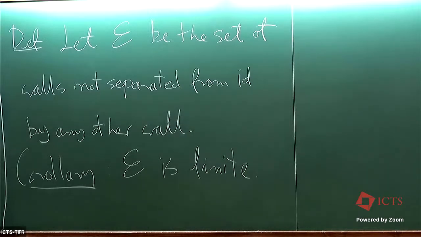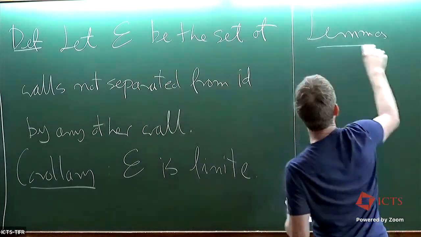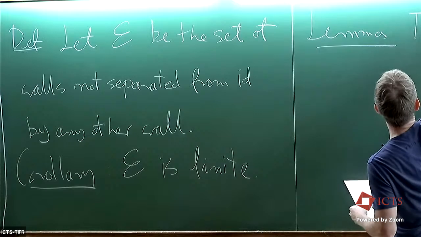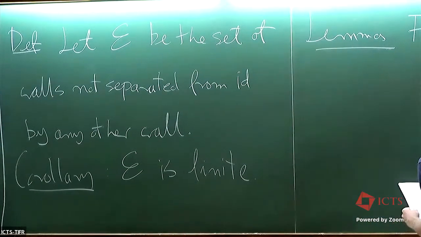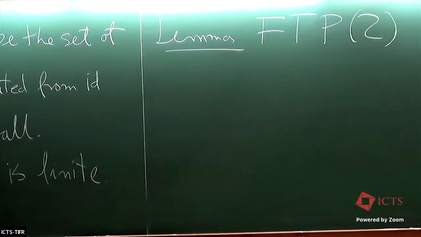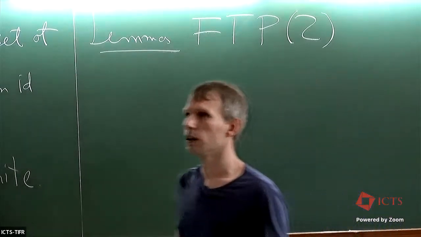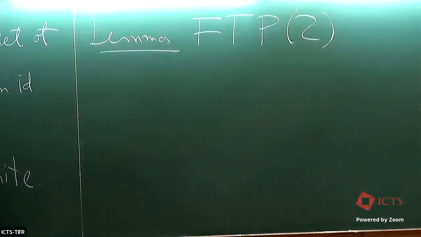And now we are ready for the second part of the fellow traveler property. So let's state it as a lemma. I will just write fellow traveler property part 2. This is the content of the lemma. No, with this definition, the curly W of identity is empty because there are no walls separating identity from identity.